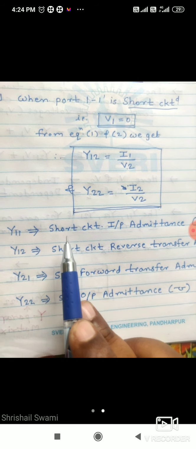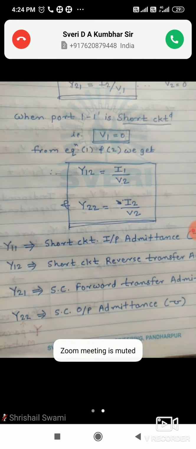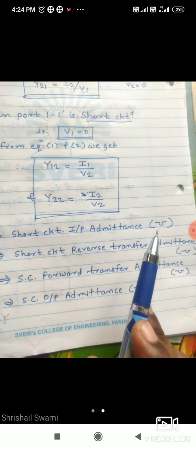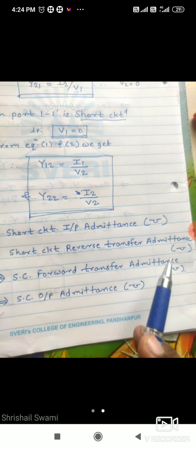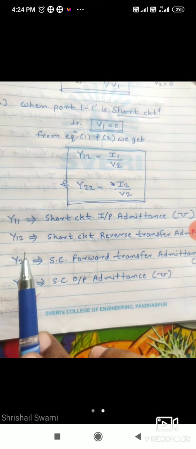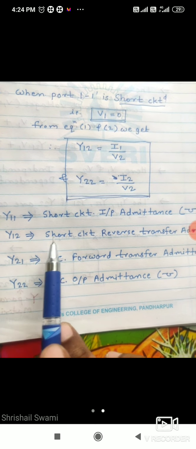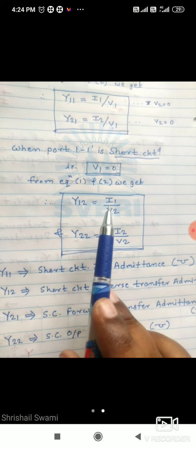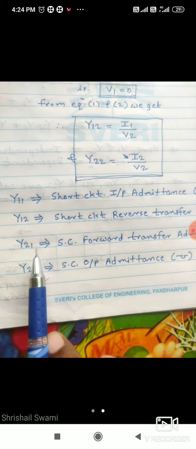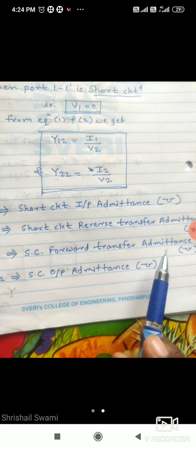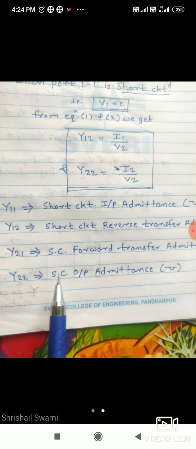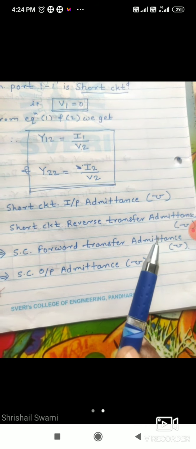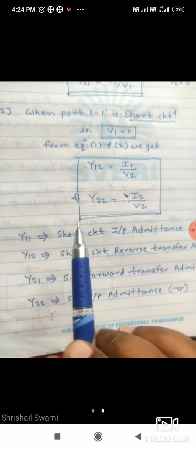So Y11 is the first parameter. The name of that is short circuit input admittance. Okay, short circuit input admittance. The unit of this parameter is mho. Every unit is mho. The unit of each and every parameter is mho. Now Y12 is short circuit reverse transfer admittance. Okay, so Y12 is short circuit reverse. Next Y21 is called short circuit forward transfer admittance, and Y22 is called short circuit output admittance. So the unit of each and every parameter is mho. So why it is called like this, we will see.